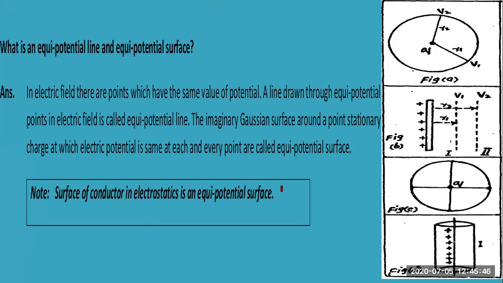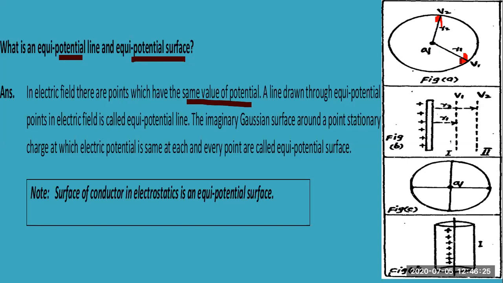So here it is. What is an equipotential line and an equipotential surface? These are the two points. In an electric field, there are points which have the same value of electric potential. If you draw lines in this space, you are moving the same distance in any direction. If the charge Q is at the center, each point on the surface will have the same value of the potential. Such a surface is called an equipotential surface.